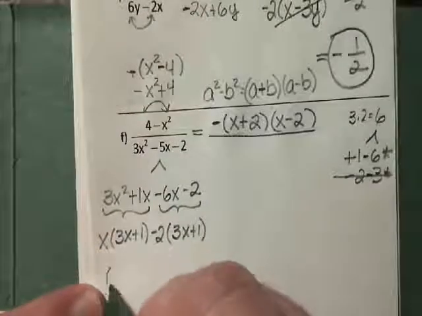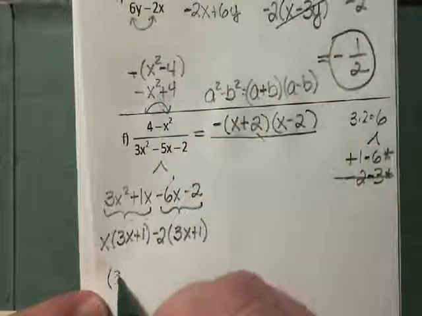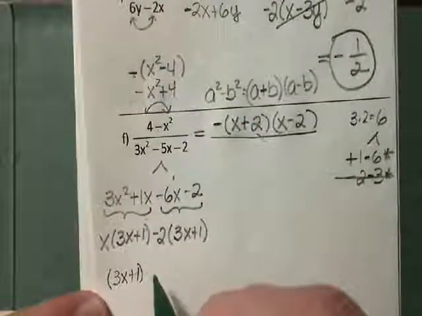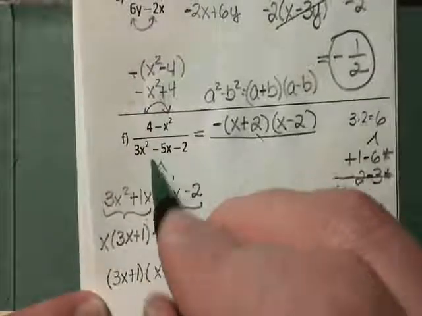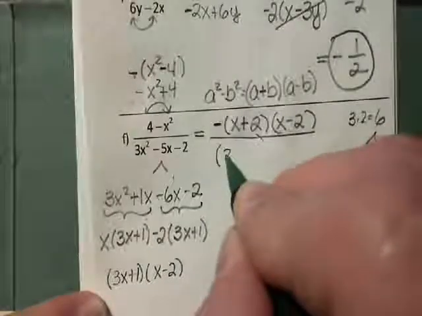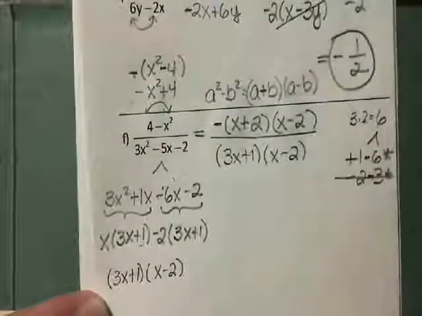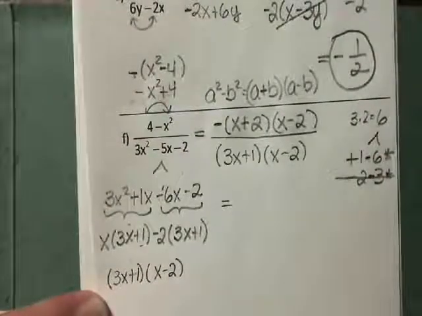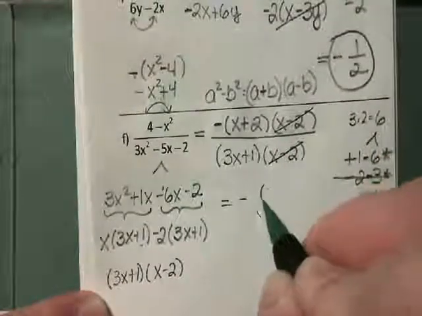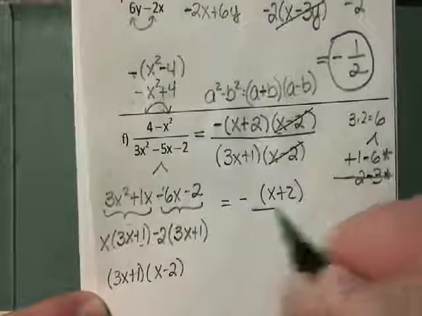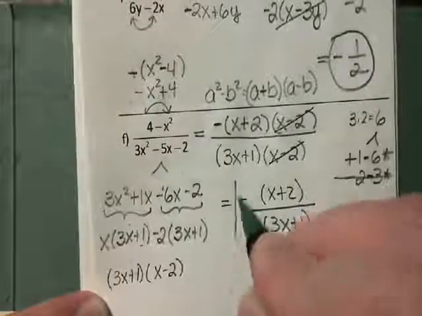So basically, what repeats? The 3x plus 1 repeats. And what's left over? x minus 2. So basically I factor this into this, so I'm going to write it over here. And once I wrote that, I can decide what I'm going to cancel. And I notice that I can cancel the x minus 2. So that means my final answer is negative x plus 2 over 3x plus 1. And that will be my answer.